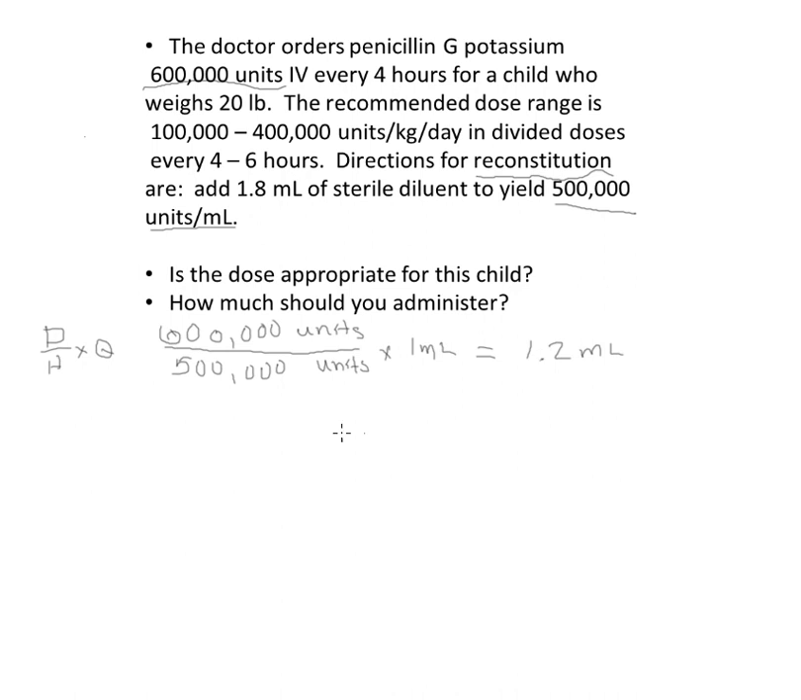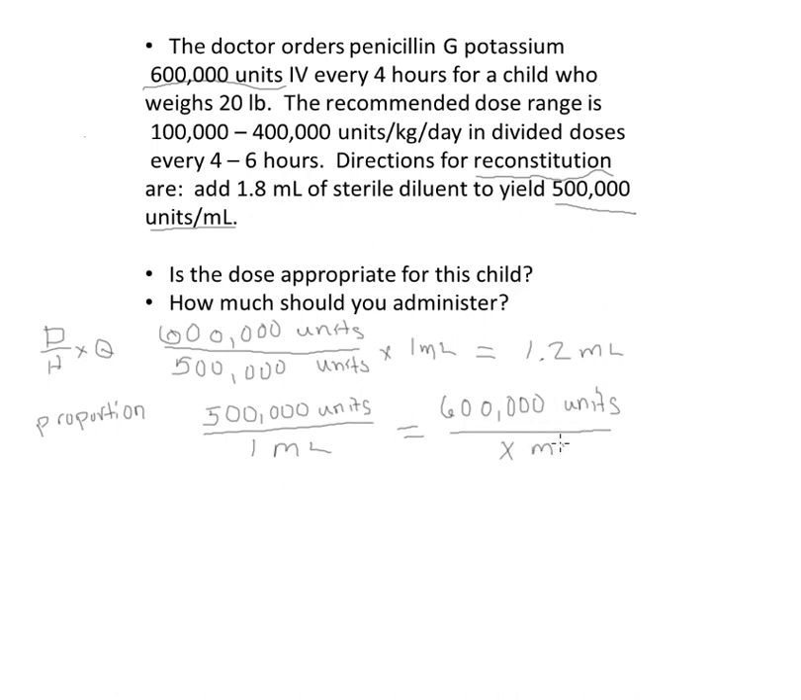Now we can also complete this same problem in proportion format. If we're going to do the proportion format, we start with the dosage strength, and so we see that there are 500,000 units in 1 milliliter. Proportions are where the same labels are directly across from each other, so we put the ordered amount of 600,000 units. And we want to figure out how many milliliters, so we put the X milliliters.